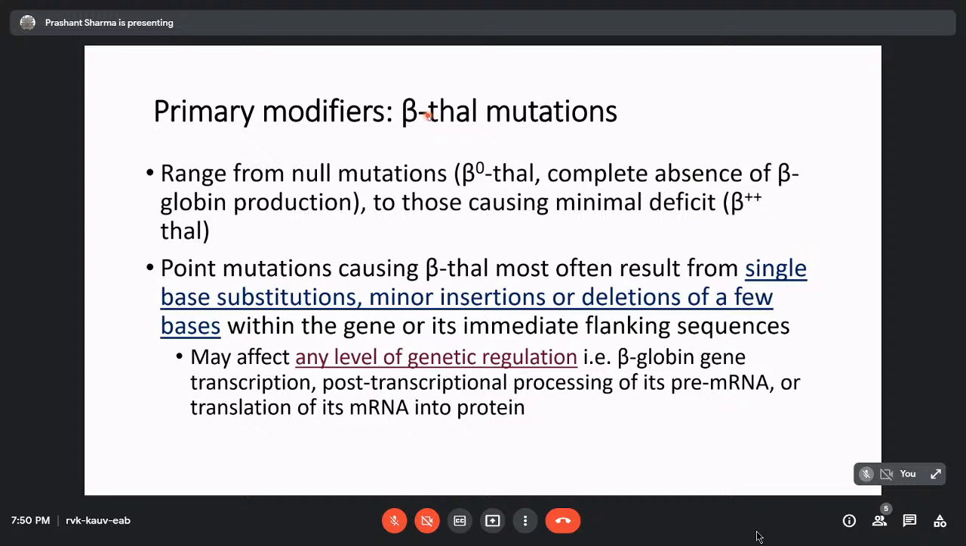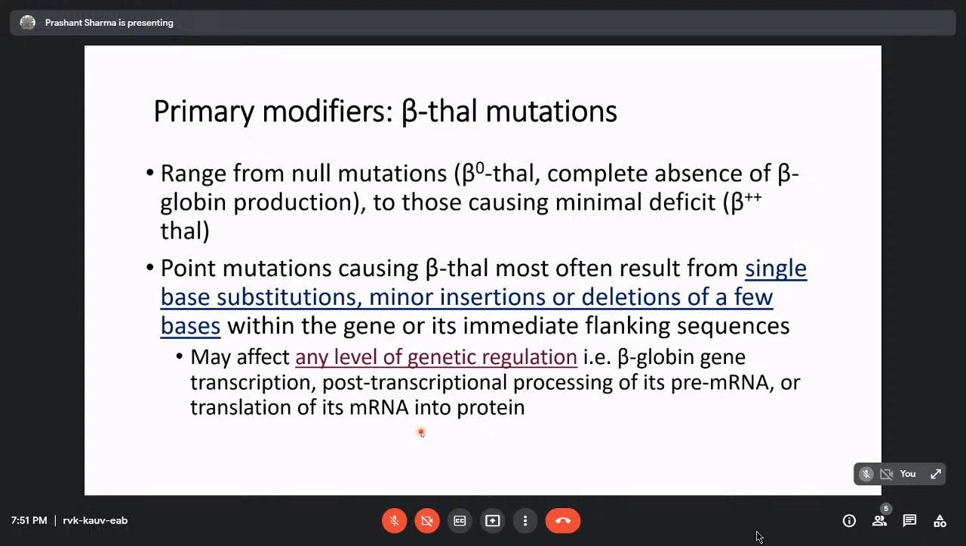The beta thalassemia mutations are typically a single base substitution or a minor insertion or deletion of a few bases. This normally happens within the gene or within its splicing sites or in its immediate flanking sequences, the 5' or 3' UTRs. Remember that these mutations may affect any level of genetic regulation, that is the beta globin gene transcription, its post-transcriptional processing of its pre-mRNA, or the translation of its mRNA into protein. And this is the major reason why we have such a lot of heterogeneity in the final effect.